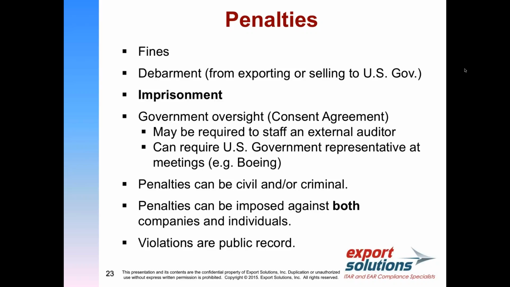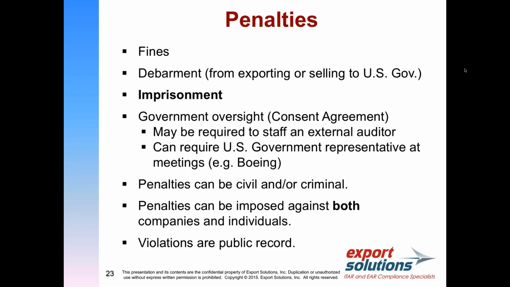Okay, I mentioned consent agreements earlier. Government oversight, once again, you want to avoid that by keeping things voluntary. But staffing an external auditor, the government will say, we don't have the personnel to audit you constantly, so we want you to go out and hire somebody to come in and do a constant stream of audits, and you're going to pay them to do it. And they're going to report directly to us, the government, so you don't want that.